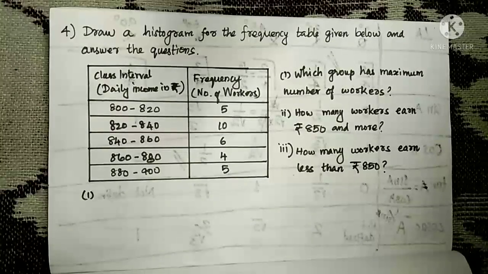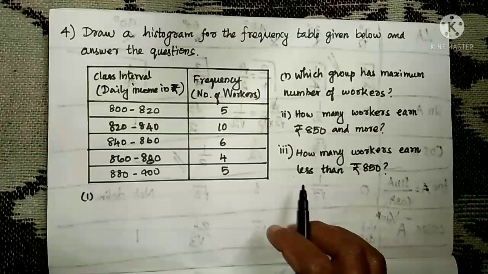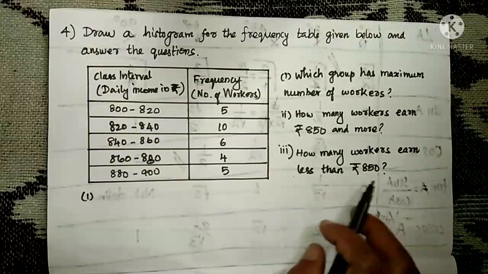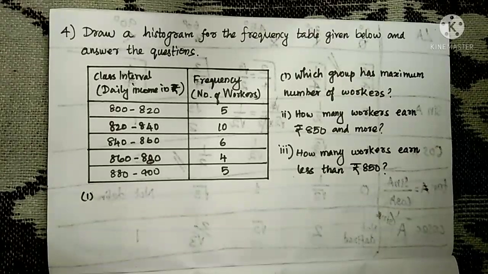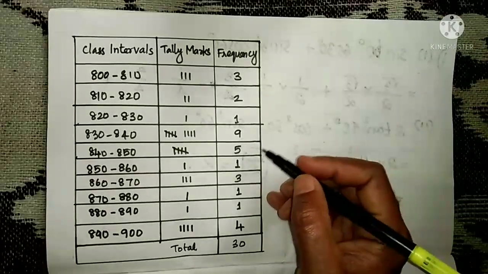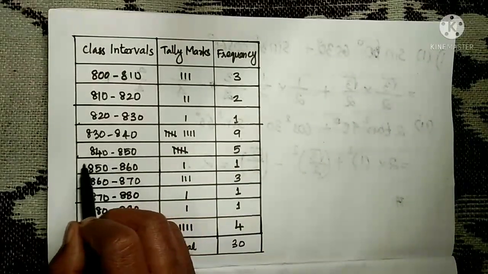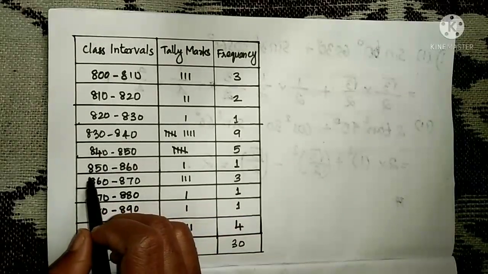So next, the third question: how many workers earn less than 850? We have to look at the table in the third question. Less than 850. So this is the lower limit, that value we have to select.